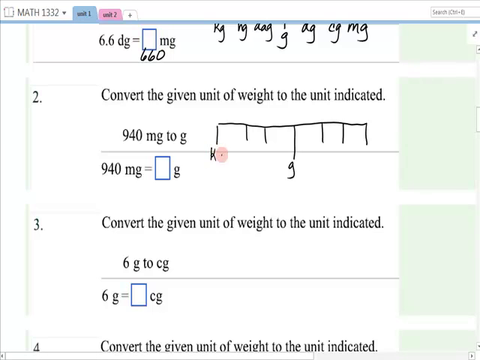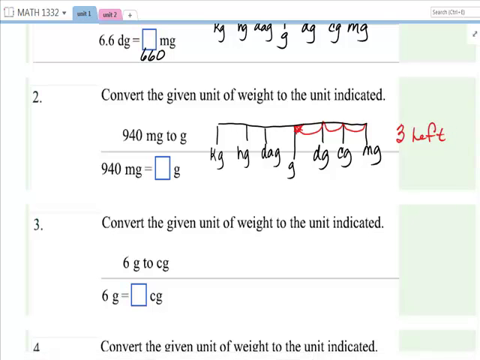All right, so kg, hg, dag, g, dg, cg, mg. All right, I am converting from milligrams to grams. That's 1, 2, 3 to the left. So I'll just make that note. And I mimic that with the decimal point on the given number. I have 940. Where is 940's decimal point?